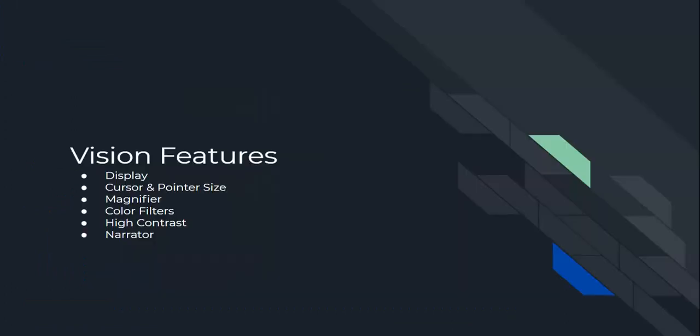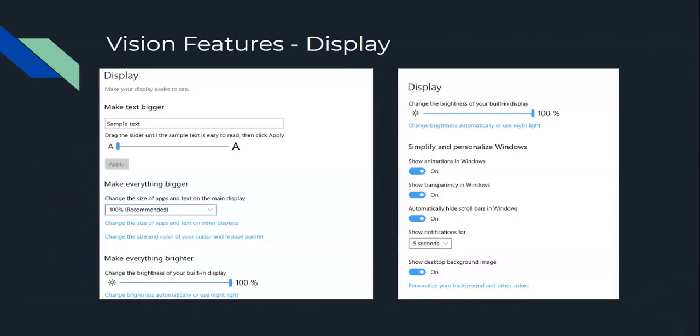To get us started, we'll talk about the vision features, which I just said before, that you'll have display, cursor and pointer size, your magnifier, color filters, high contrast, and narrator. Let's talk about display. For your display, you can make the text bigger by dragging that little blue line from smaller to bigger to find the right size that fits your eyes. Don't forget to hit apply, because most of the time if you don't hit apply, it's not going to work.